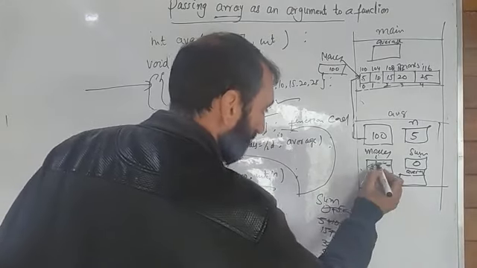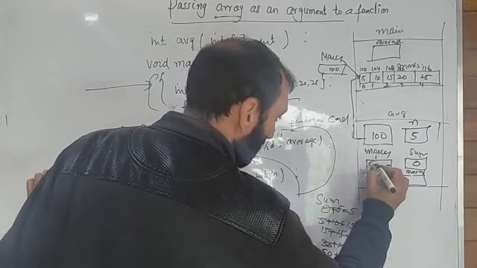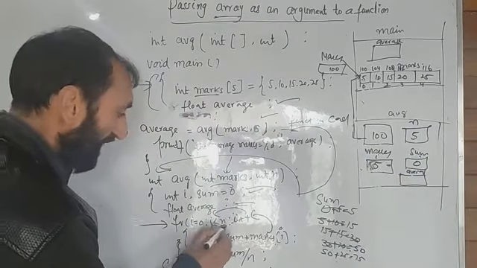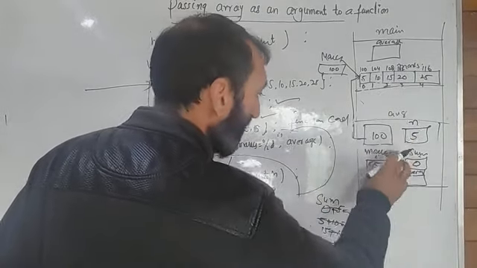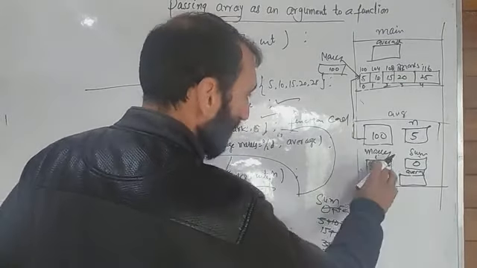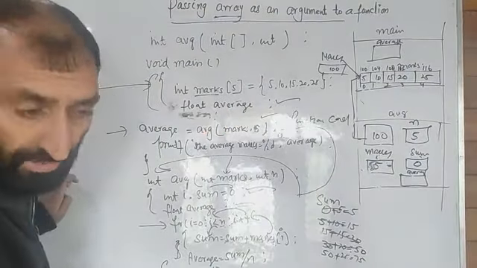I plus plus. I was 4, it will become 4 plus 1 equal to 5. Condition I less than n. 5 is not less than 5. No, the condition is false.